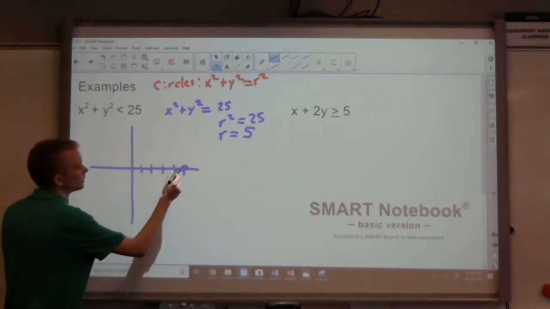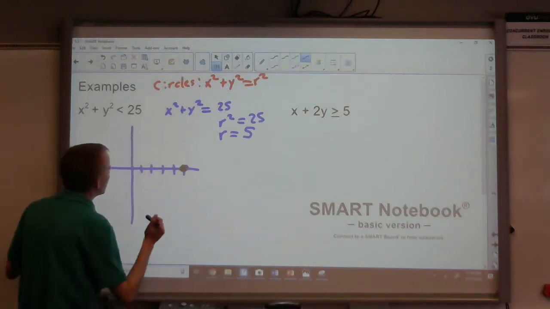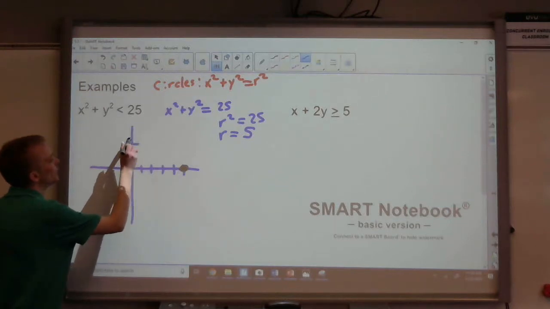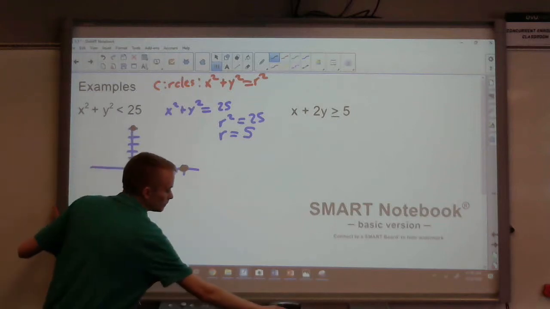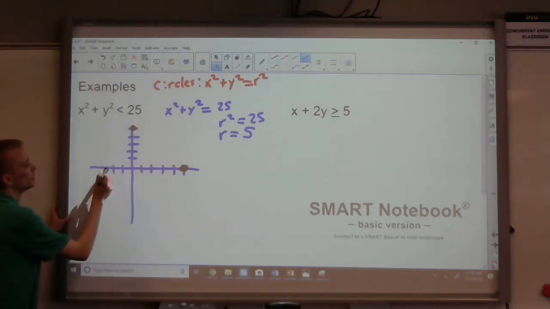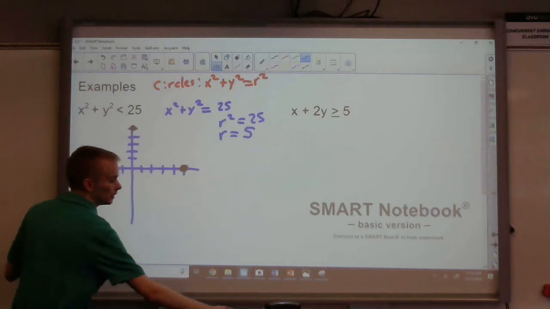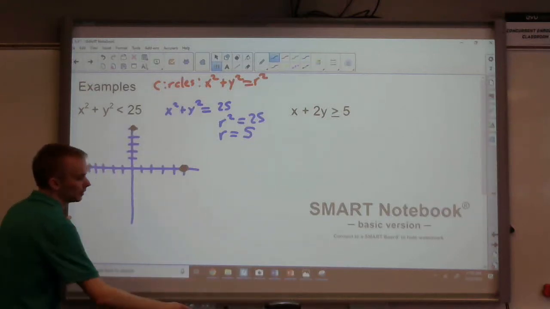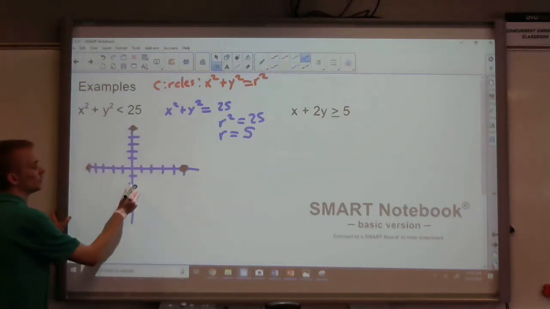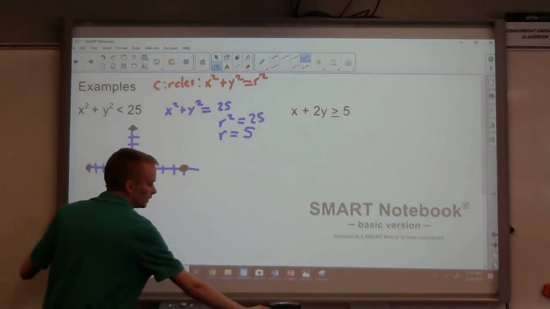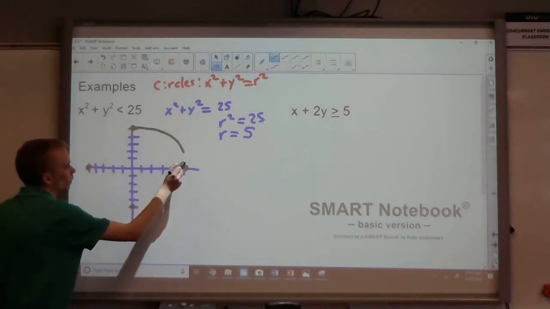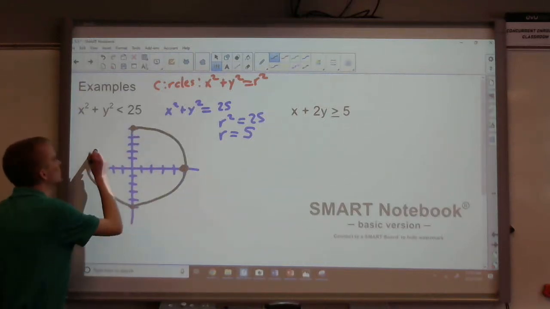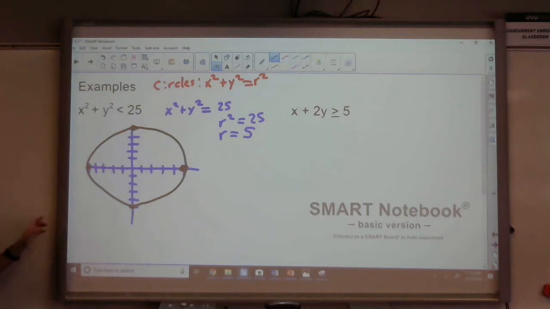Maybe I'll switch colors. Okay. 1, 2, 3, 4, 5. There'll be another point up here. And then 1, 2, 3, 4, 5. There'll be another point there. 1, 2, 3, 4, 5. There'll be another point here, right? So this will be our circle. Very clearly a perfect circle if I've ever seen one.